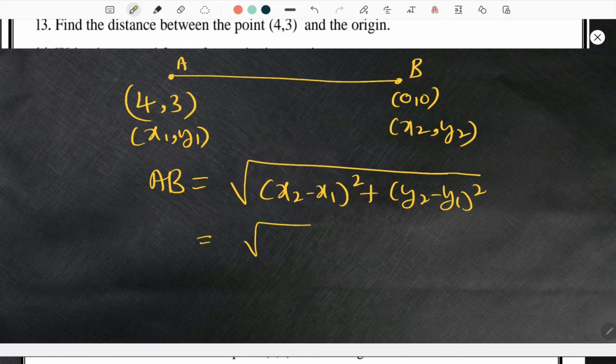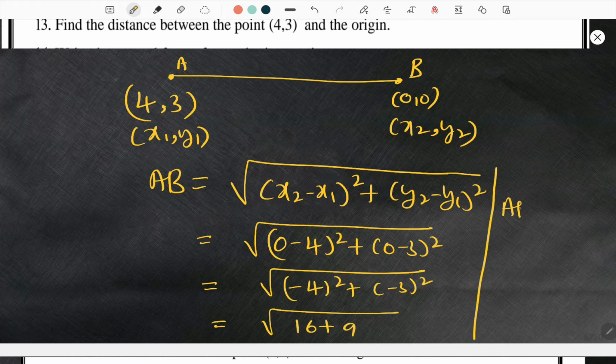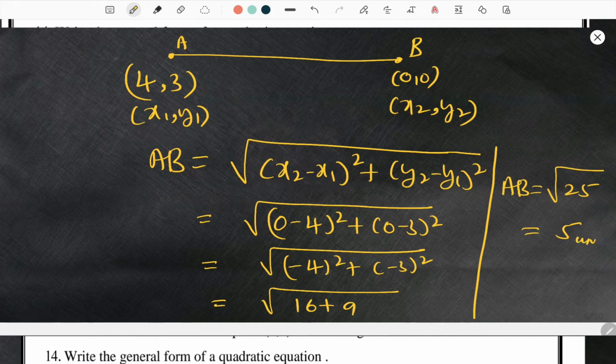Alright, so it becomes under root 0 minus 4 whole square plus 0 minus 3 whole square. So it becomes under root minus 4 whole square plus minus 3 whole square. So it becomes under root 16 plus 9. Alright, so AB is equal to under root 25. Under root 25 is 5 units. So how much is this? This is going to be 5 units. So this is the distance between the point 4, 3 and the origin.